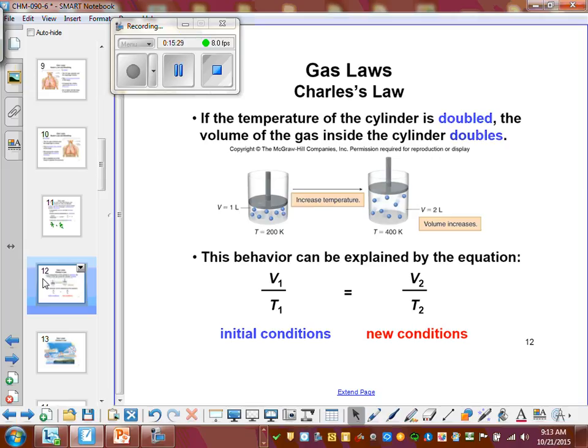Like I say, if the temperature of a cylinder is doubled, the volume of the gas doubles. Notice temperature. Here's a key point. People are going to take a test. Temperature is in Kelvin. So if the problem gives you temperature in Celsius, you have to convert it to Kelvin. Otherwise, you get the wrong answer.